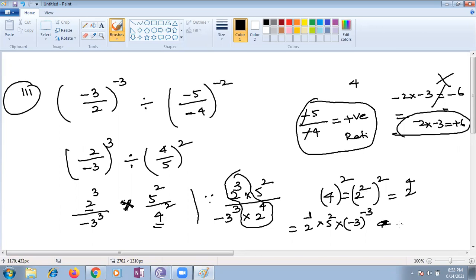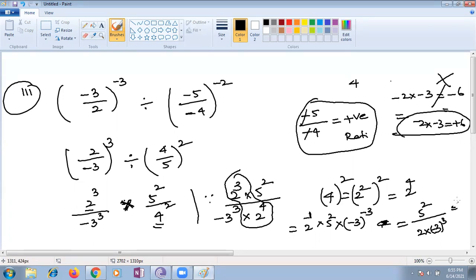Or else if you find writing this part difficult, you can take it as 5 square by 2 multiplied with minus 3 cubed also. Yes, this is also correct. Yes, I can see the student. Ma'am, I did it as 5 square upon minus 2 into 3 cubed, and I gave the answer as minus 25 by 54, ma'am. Yes, correct.